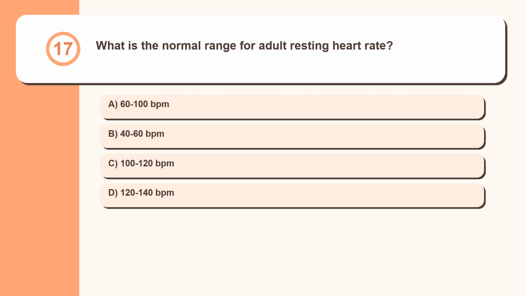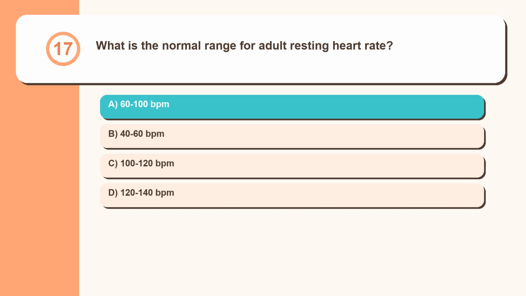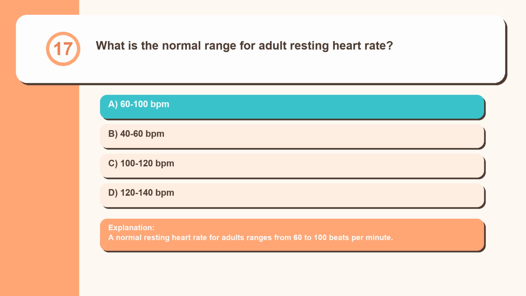Question 17. What is the normal range for adult resting heart rate? 60 to 100 bpm, 40 to 60 bpm, 100 to 120 bpm, 120 to 140 bpm. A normal resting heart rate for adults ranges from 60 to 100 beats per minute.